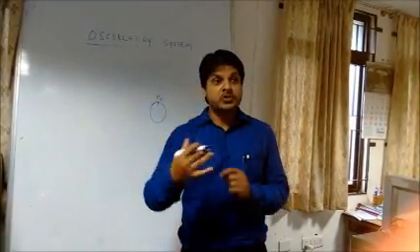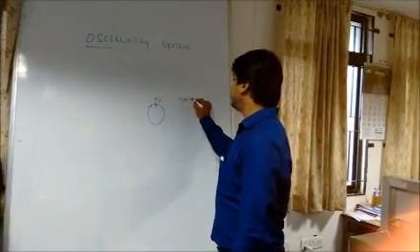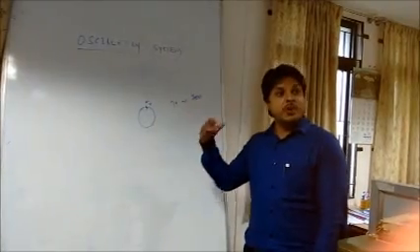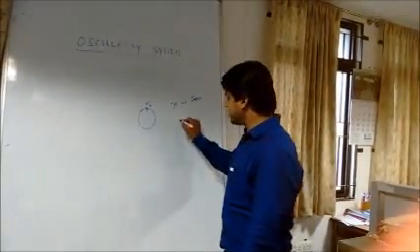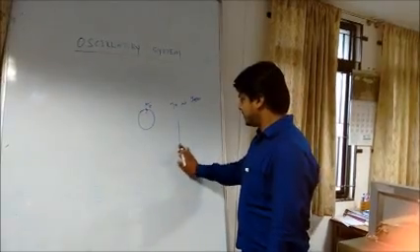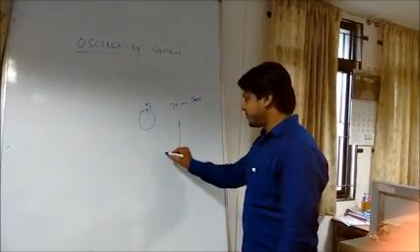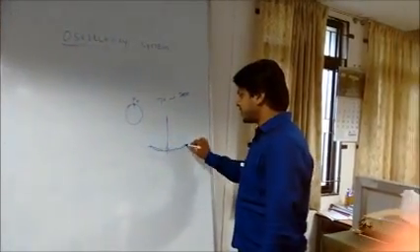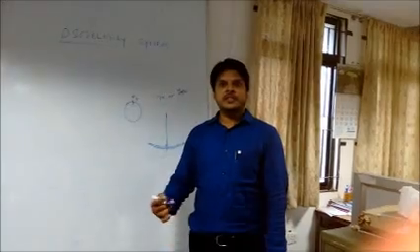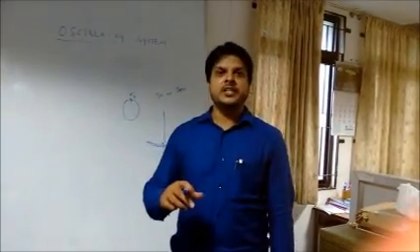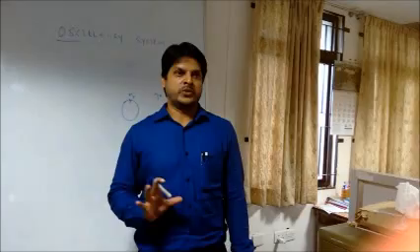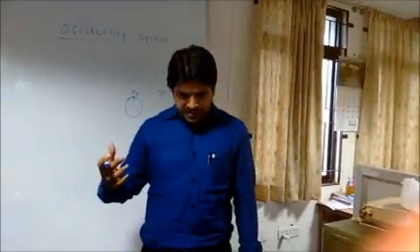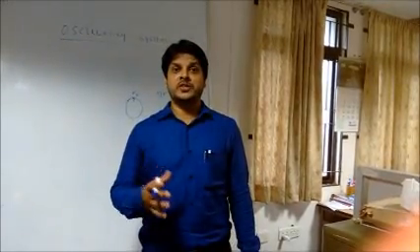But in oscillatory motion, it is mostly to and fro motion about the mean position. Suppose this is the body and this is the mean position. We start from here, it moves to this side, again moves to the other side, about the mean position. So this is called to and fro motion. The difference is that every oscillatory motion is periodic, but every periodic motion is not oscillatory. That's the main difference.